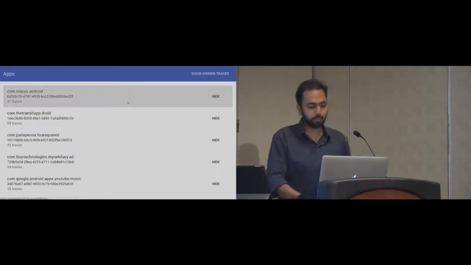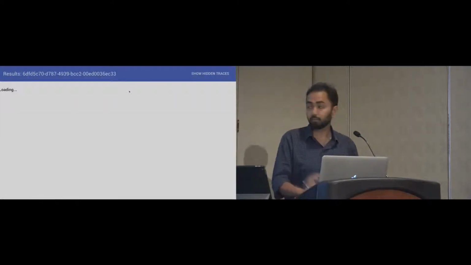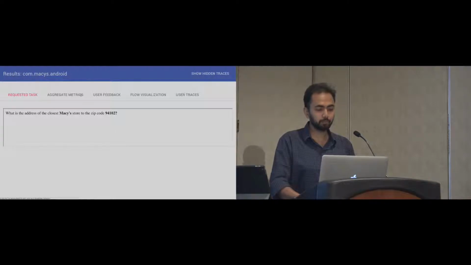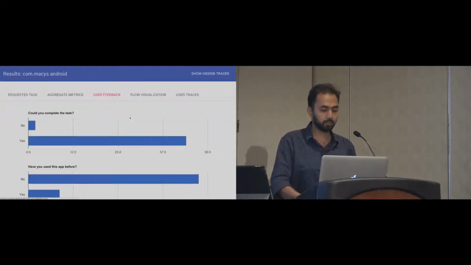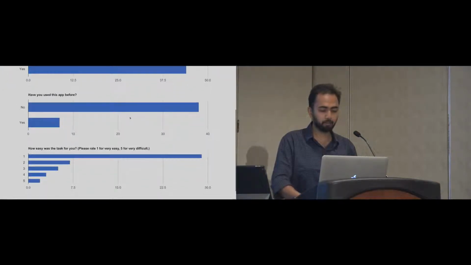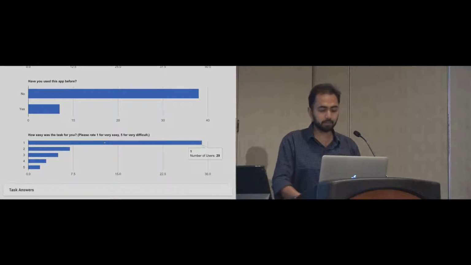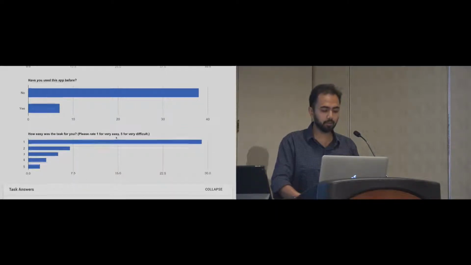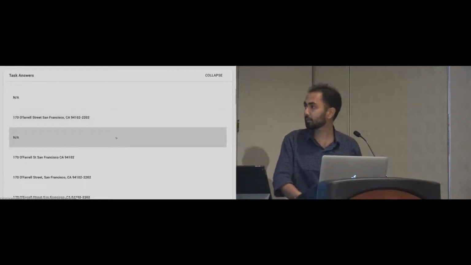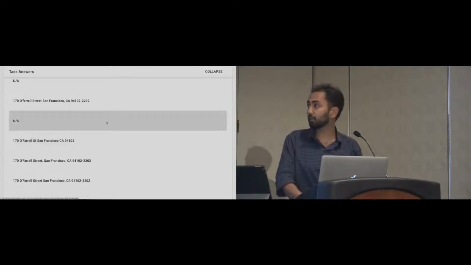There are 2 other aggregate views that the designer can look at. The one that I just showed was the aggregate metrics. They can also look at, in aggregate, all the user ratings. They can see, for example, that users reported that this app was actually easy for them to use. They can also look at all the task answers, and we'll see that most of the users gave the correct answer to this task. Again, they can look at some of the outliers, such as the users who answered this incorrectly.